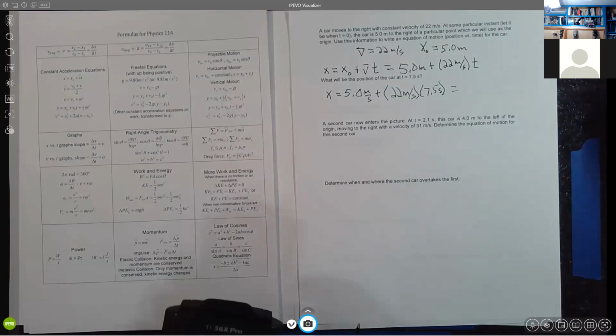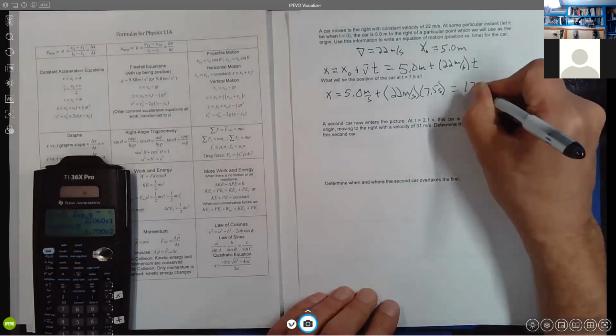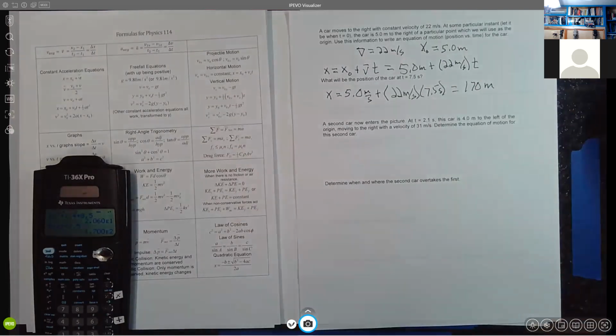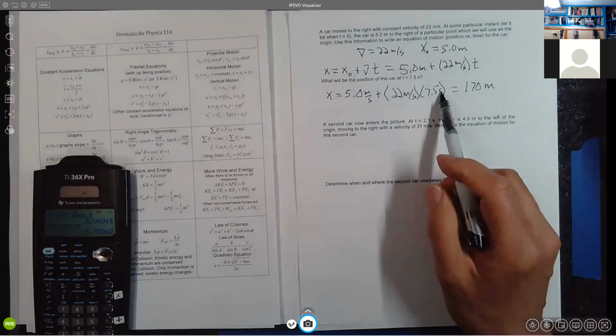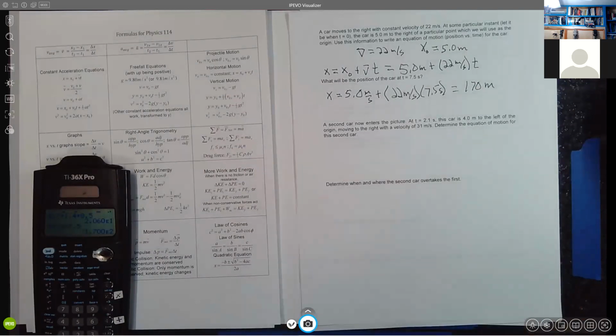And I get about 170 meters. So that's quite a ways. That's about 2 football field lengths in 7.5 seconds. So pretty good. 22 meters per second is somewhere between 45 and 50 miles an hour. So it's going at a pretty good clip.